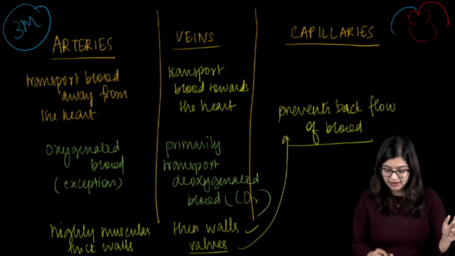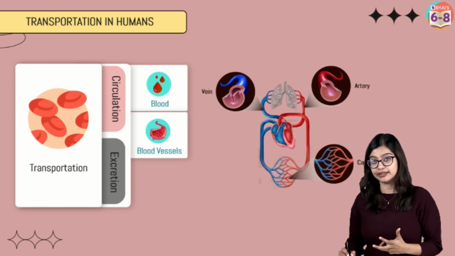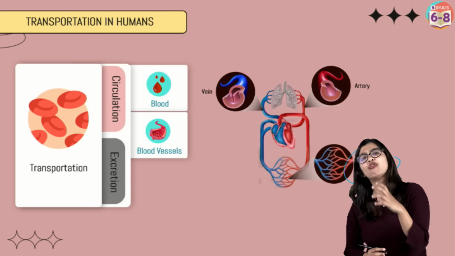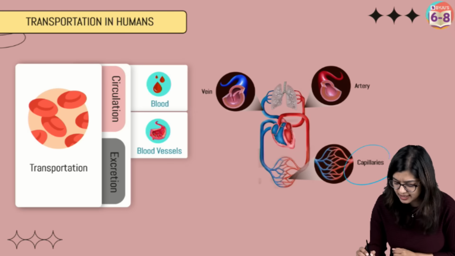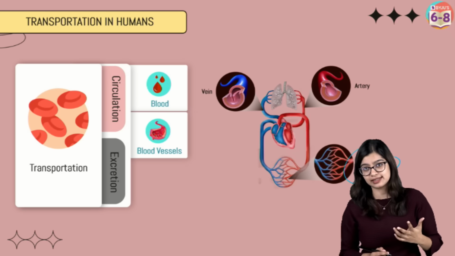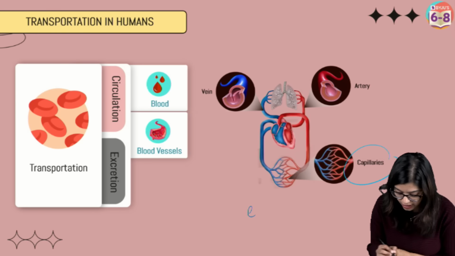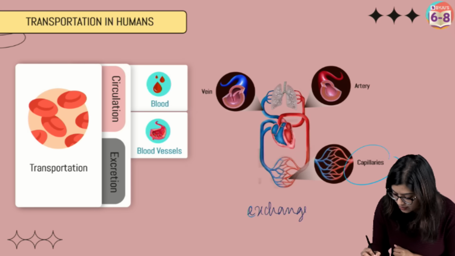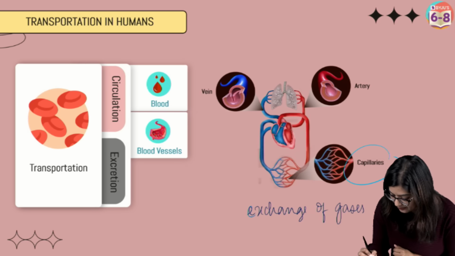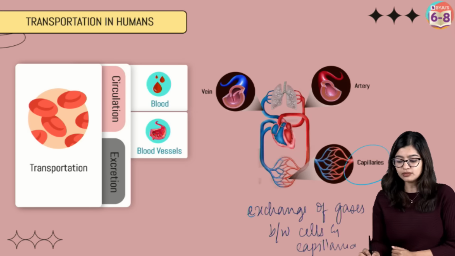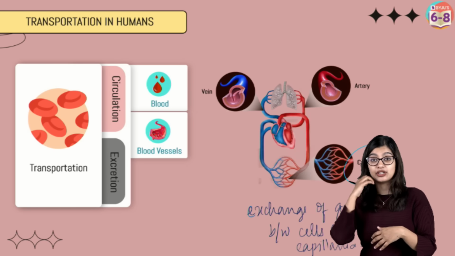Now on the other hand, we have another structure called capillaries. What are capillaries? Capillaries are very thin walled blood vessels, right? They are so thin that they are just one single cell thick. And we see that exchange of gases, right? We know what exchange of gases is. So exchange of gases between, let's say, cells and capillaries takes place here.